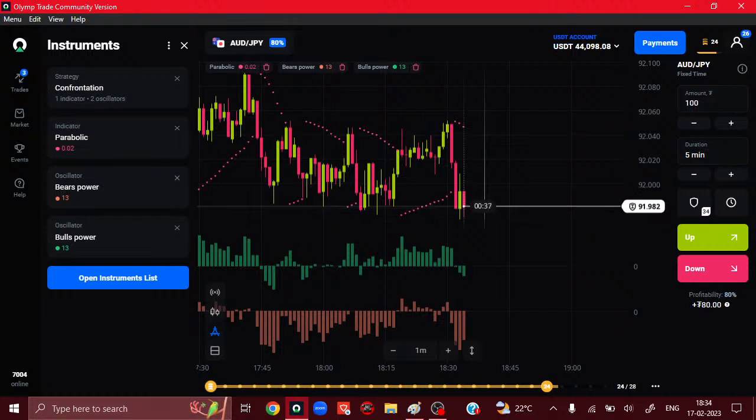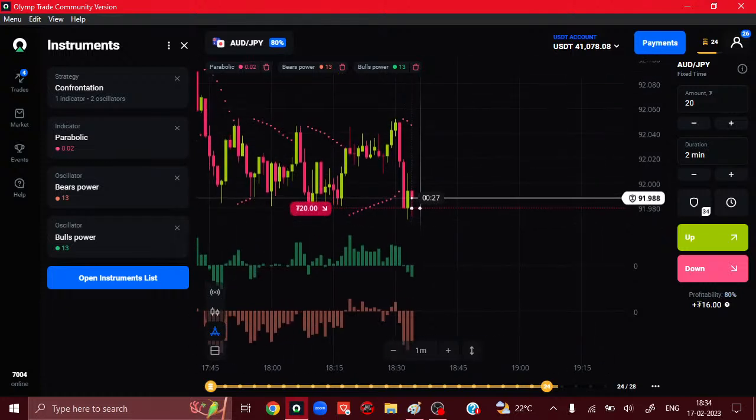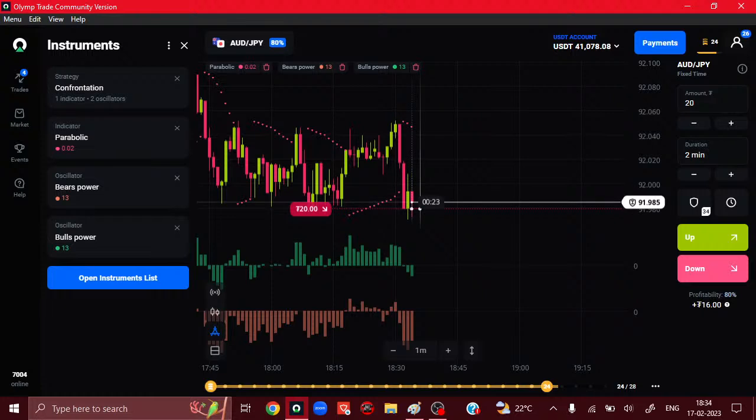According to the strategy, we do have an entry right now in the AUD JPY currency pair. So I am placing a trade in the downward direction for 2 minutes. Now the reason for the entry here is that the parabolic has shifted on the top of the candle. Both the bear's power and the bull's power oscillators are indicating below the zero level. So this is a signal for a downside trade. Now the ideal trade duration should be somewhere between 1 to 3 minutes.